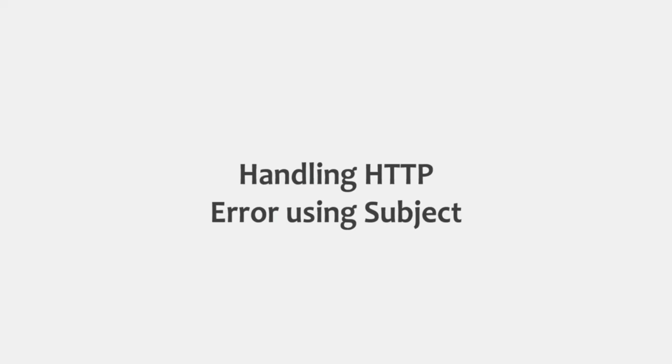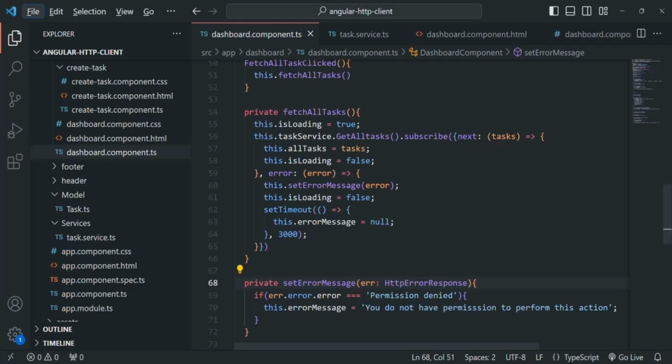In the last lecture, we learned how to handle HTTP error responses by passing an error callback function to the subscribe method. So if we go to VS Code here, in order to handle the error response returned by the get method, what we are doing is, to this subscribe method, we are passing this error callback function. And inside this error callback function, we are writing the logic to handle the HTTP error which has occurred.